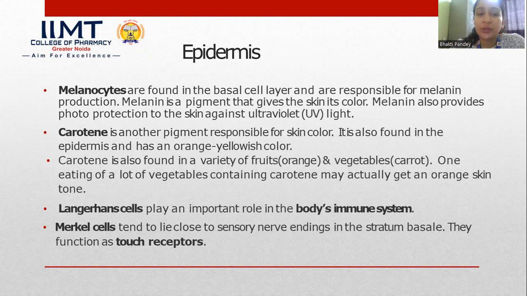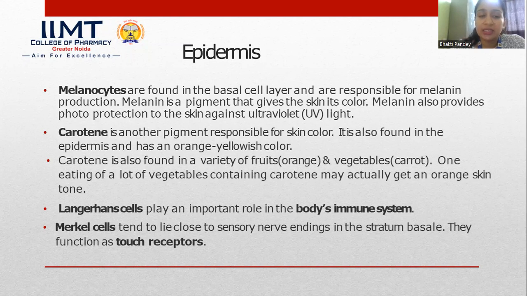Carotene is another pigment responsible for the skin color. It is also found in the epidermis and has an orangish yellow color. Carotene is also found in vegetables and fruits like orange and carrot. So one who is eating carrots or oranges more, their skin color may be slightly orange.